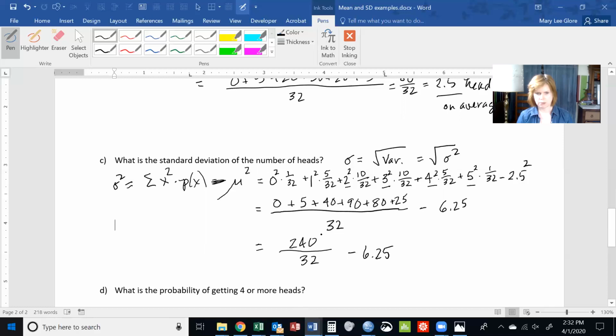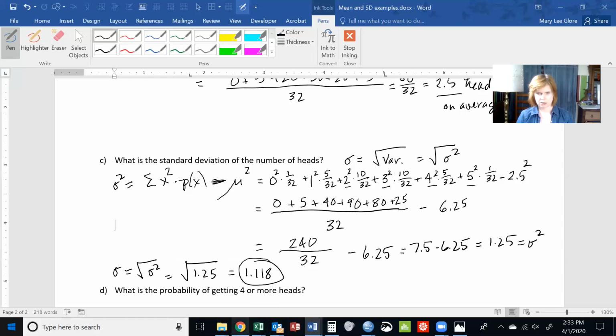So this is sigma squared. And 240 over 32 happens to be 7.5. So that's 7.5 minus 6.25, and that equals 1.25. All right, and that is sigma squared. Okay, so sigma is the square root of that. This is going to be the square root of 1.25, and this ends up being 1.118. Okay, so there's my standard deviation.